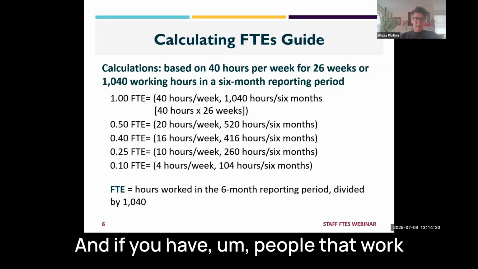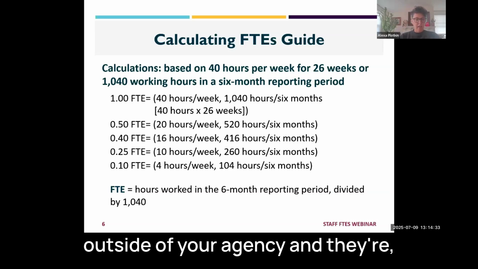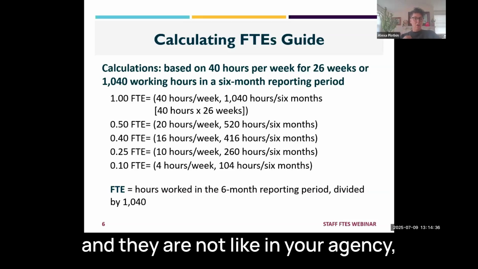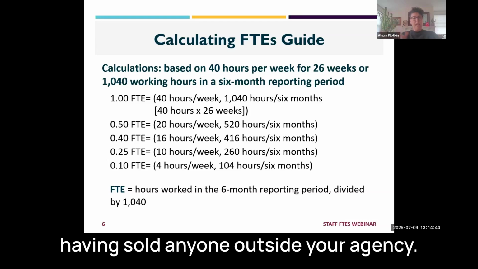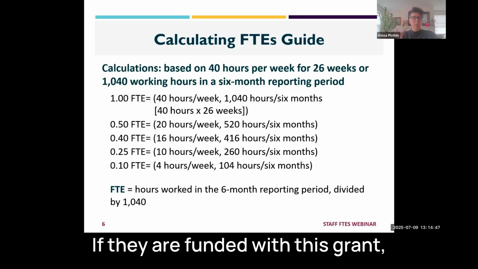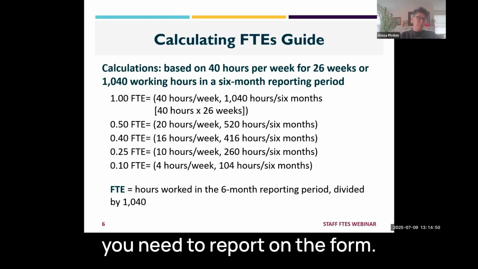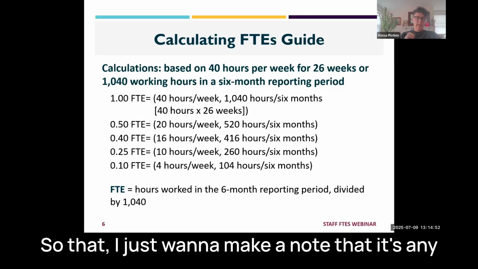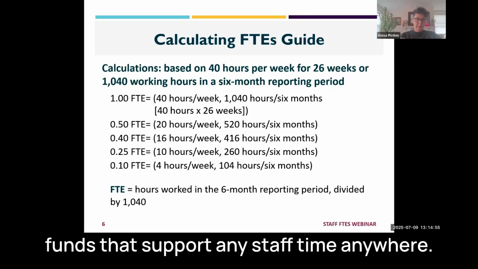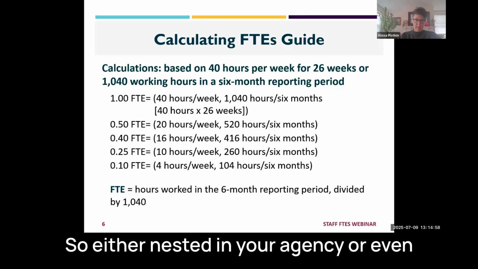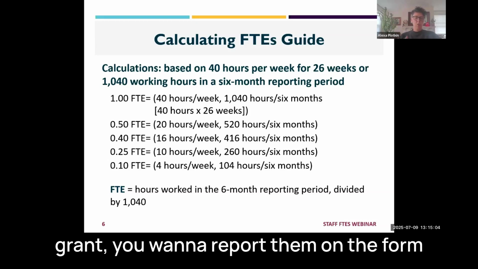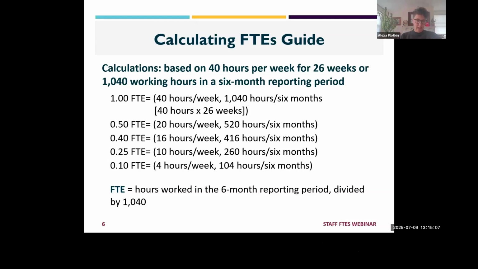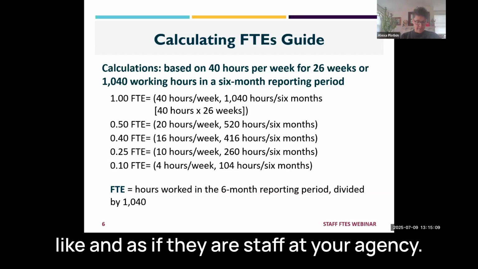And if you have people that work outside of your agency, say you have an MOU partner or a consultant or anyone outside your agency, if they are funded with this grant, they count as staff FTEs that you need to report on the form. I just want to make a note that it's any funds that support any staff time anywhere, either within your agency or even outside your agency, a consultant or a partner. If they are being funded with the grant, you want to report them on the form as if they are staff at your agency.